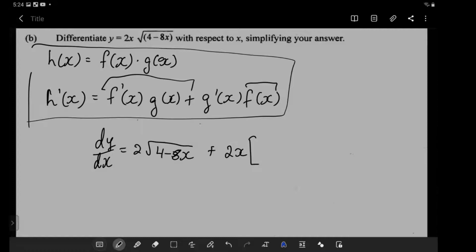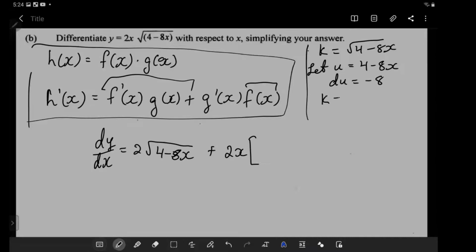And we wanted to find the derivative of the square root of 4 minus 8x. Right, so we could use a substitution for that. So let's just do it at the side here. Let's say that k is equal to the square root of 4 minus 8x. So if we say let u equal 4 minus 8x, then du is equal to minus 8. Right, because the derivative of the 4 is 0. So then we have k is equal to, well, du dx, I should probably write here.